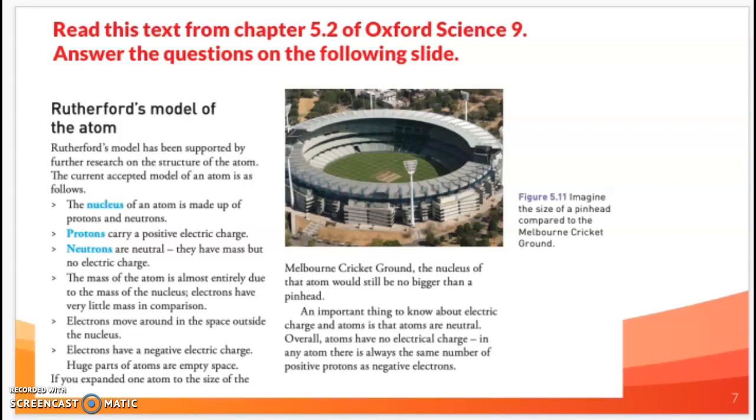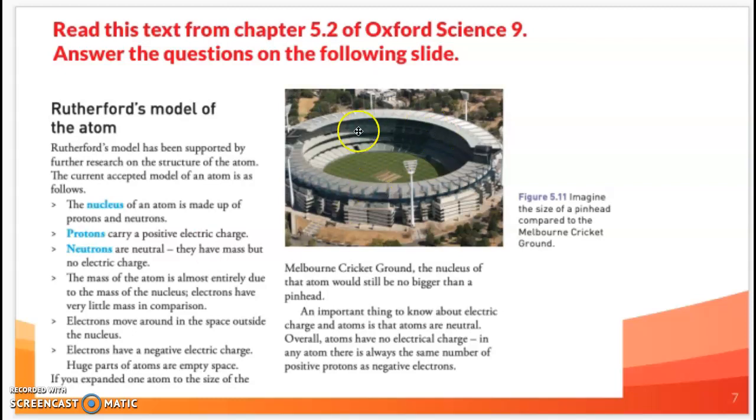It gives you a really nice understanding of the actual sizes of these subatomic particles. They give you a really nice idea of the Melbourne Cricket Ground, the MCG, and the fact that the nucleus would only be the size of a pinhead, and that's the majority of the mass in that one spot. And when you think about a neutral atom, which means it's neutrally charged, it's got the same amount of protons and electrons. Remember, down the track we'll learn about ions, where it's actually no longer neutral.